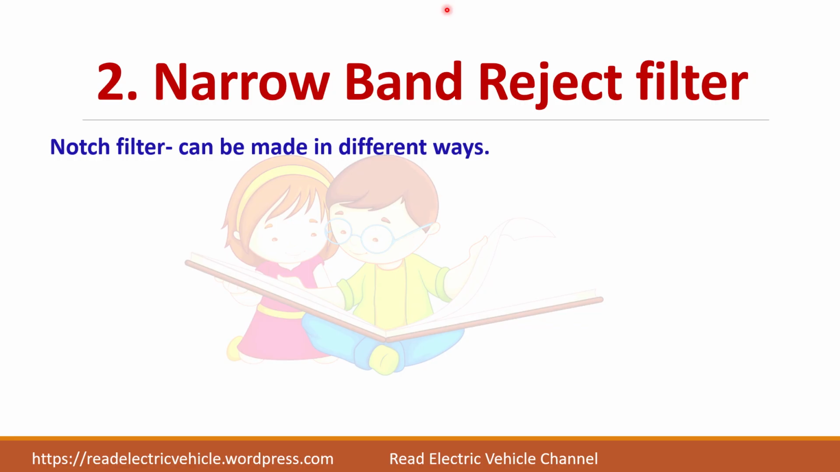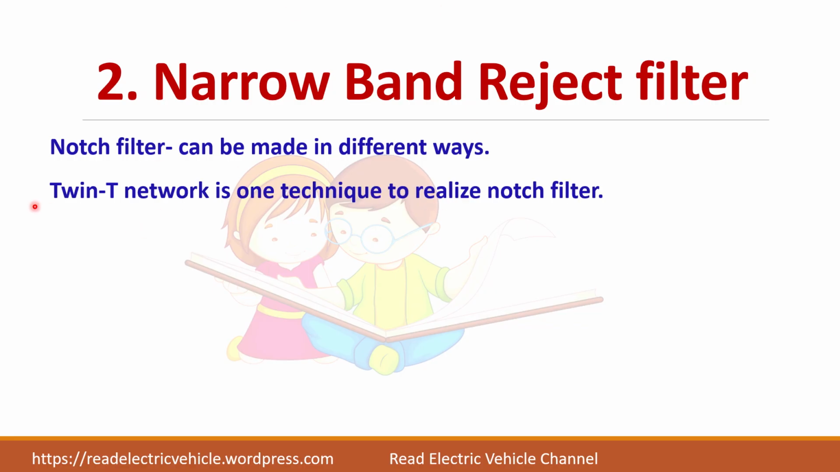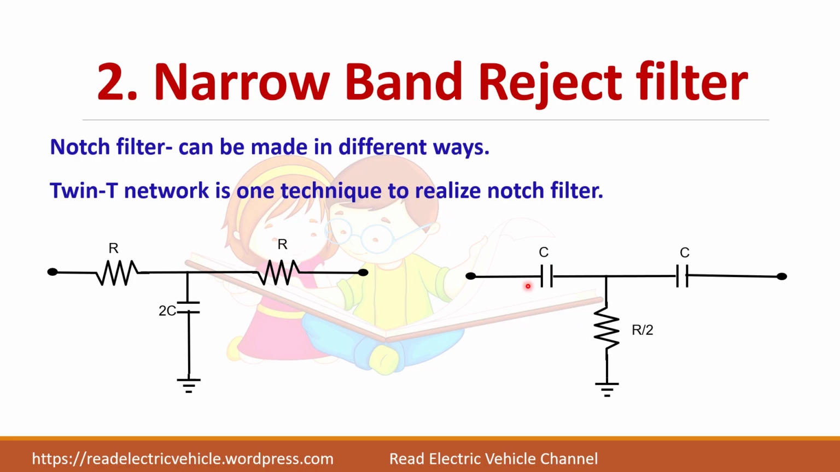A notch filter can be made in different ways. One of the widely used methods is the twin T network. What is this twin T? In circuits, we might have studied about T network, star and delta connection. So this is the T network. And this is another T network. So I have two T networks here, which is called twin T.